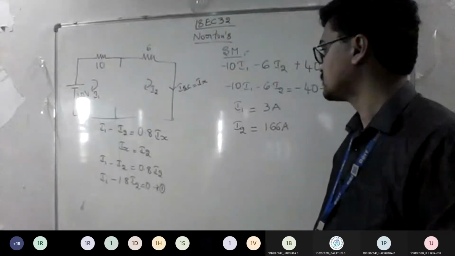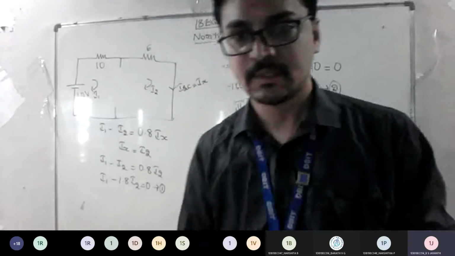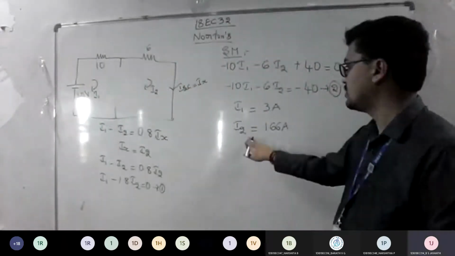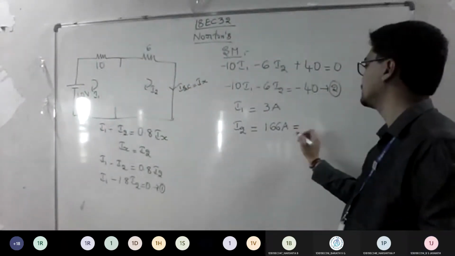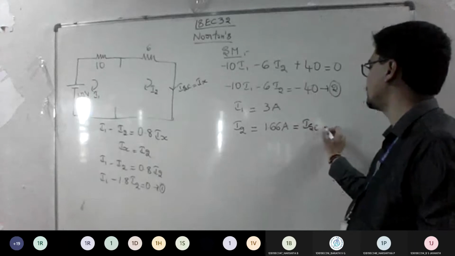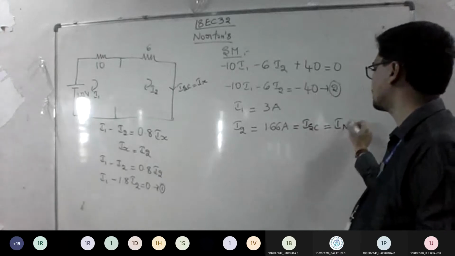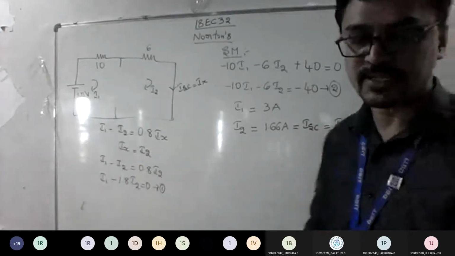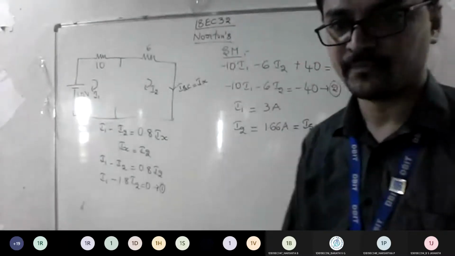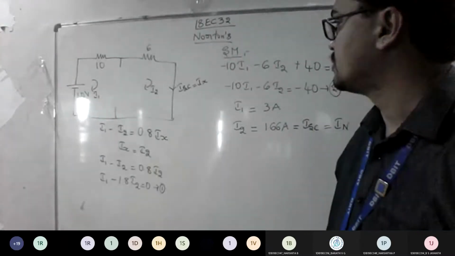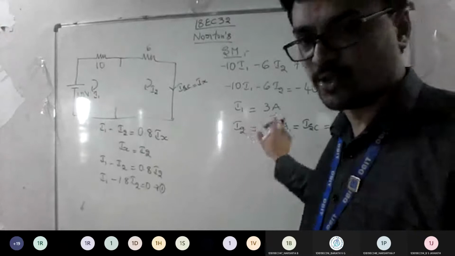Yes, sir. So I can conclude here. I2 is nothing but your short circuit current, nothing but your Norton current. Agree? So Norton current is 1.66 amp. Any doubts, anyone?